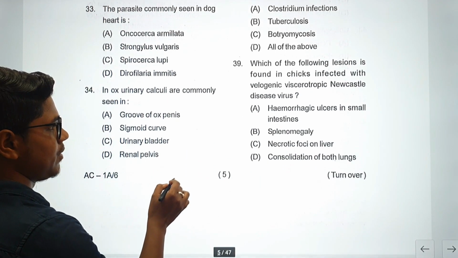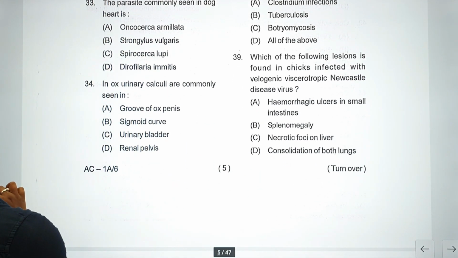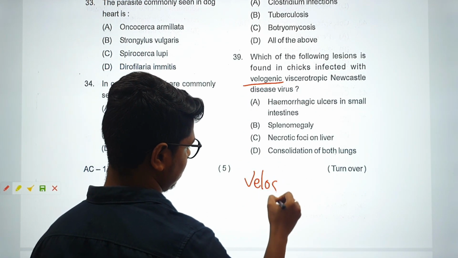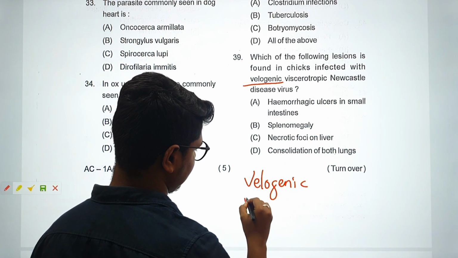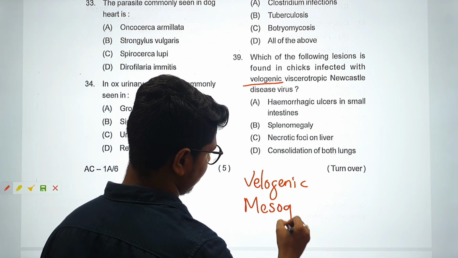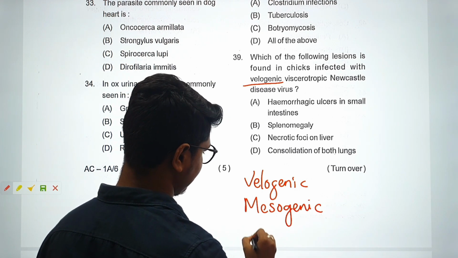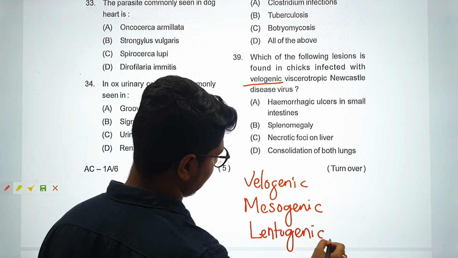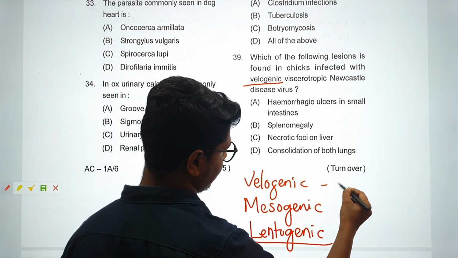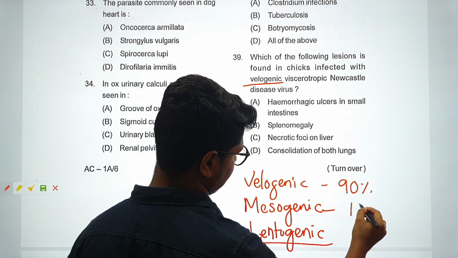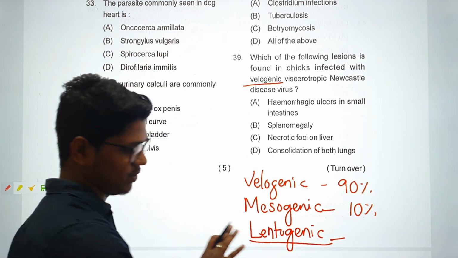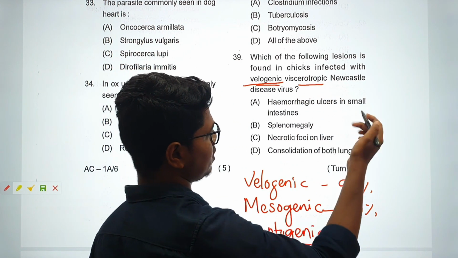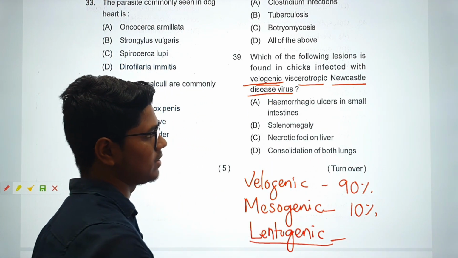Which of the following lesions is found in chicks infected with velogenic viscerotropic? Velogenic means highly virulent. Another one is mesogenic. Mesogenic is moderately virulent. Another is lentogenic, it means it is in latency, avirulent. In velogenic we will find 90% mortality. Mesogenic usually causes 10% mortality, and you won't find much mortality in the lentogenic variant. So velogenic viscerotropic means internal organs. Newcastle disease virus, okay, ND virus.